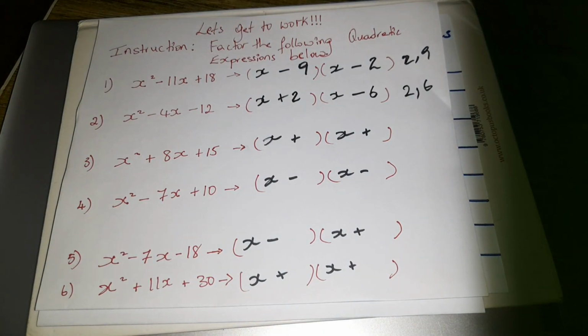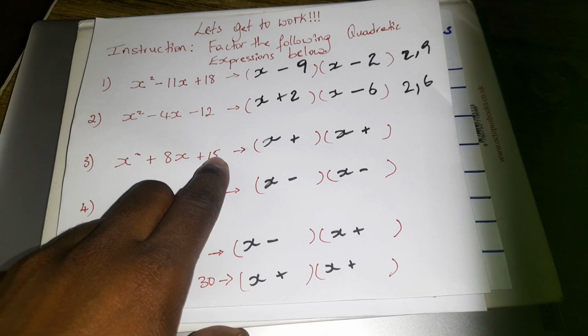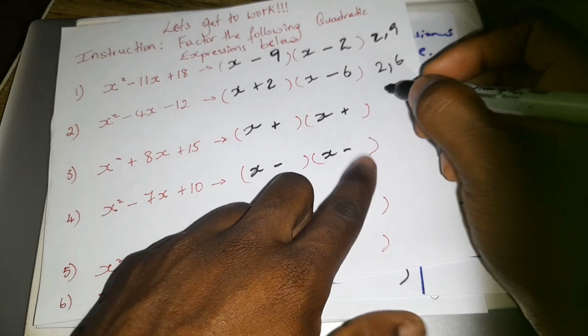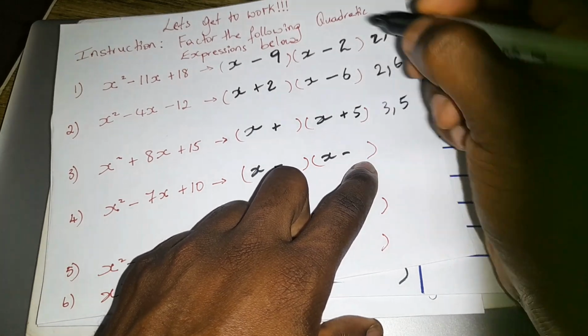Question 3 is level 1. So which 2 numbers, when you multiply, you get 15, but when you add them, you get 8? That is 3 and 5.